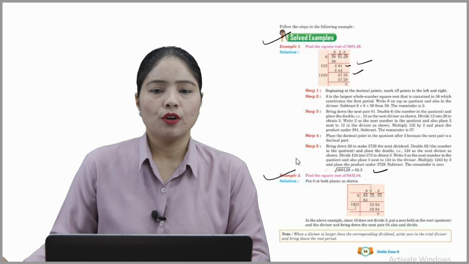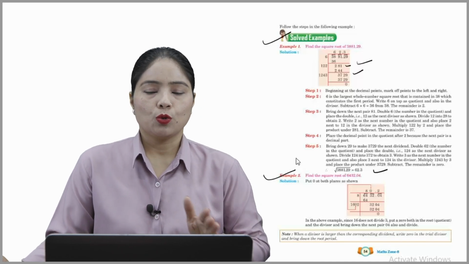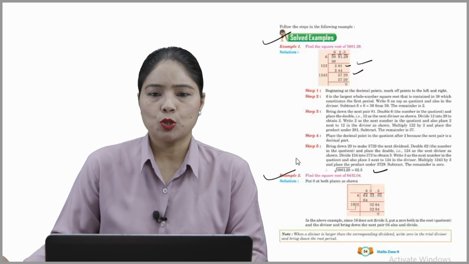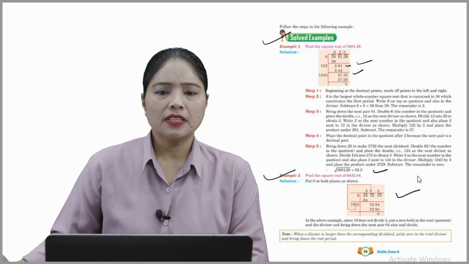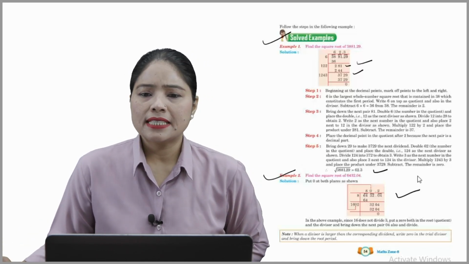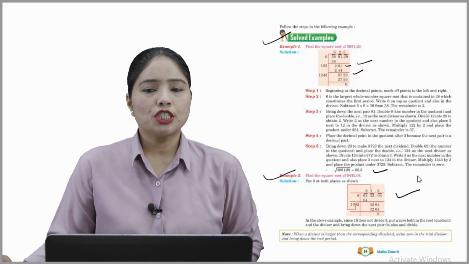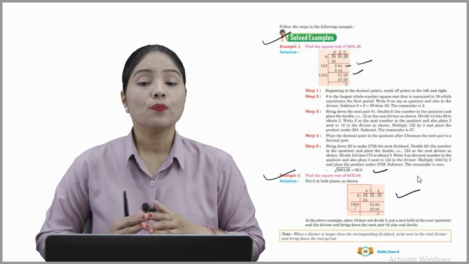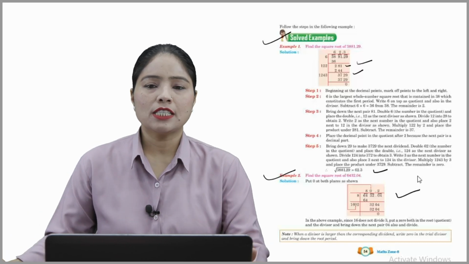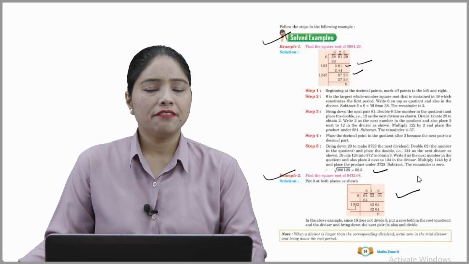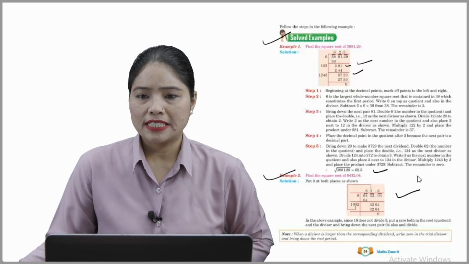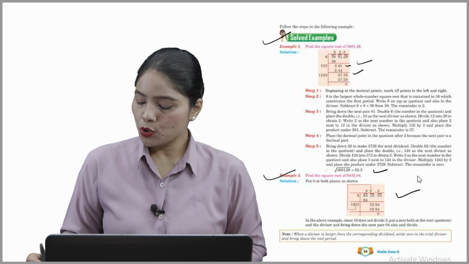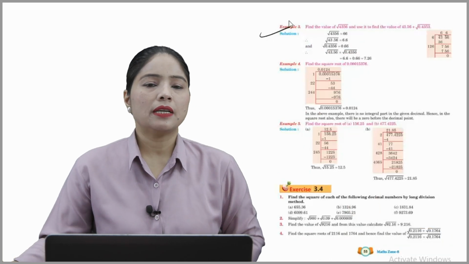Find the square root of 6432.04. So put 0 at both places as shown. Okay, हमने क्या करा? 0 को put करा like that way. And after that, in the above example, since 16 doesn't divide 3, put 0 both in the root, that means quotient, and the divisor and bring down the next pair 04 also and divide. Hope you understood. Now note, when a divisor is larger than the corresponding dividend, write 0 in the trial divisor and bring down the next period. Hope you understood well, beta. So after that, just see the example number 3.